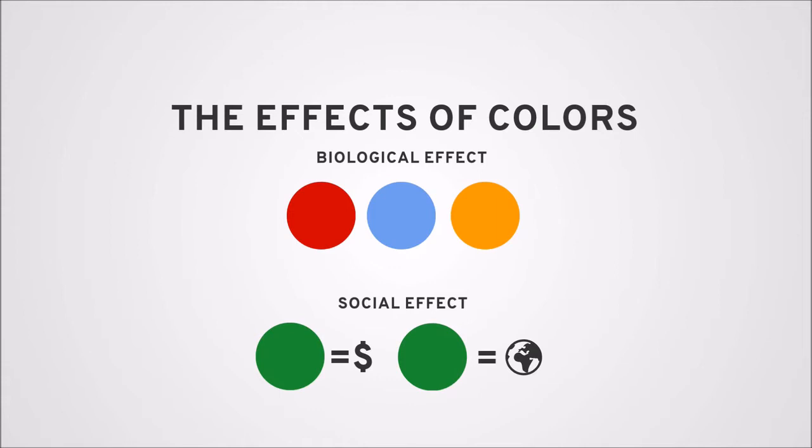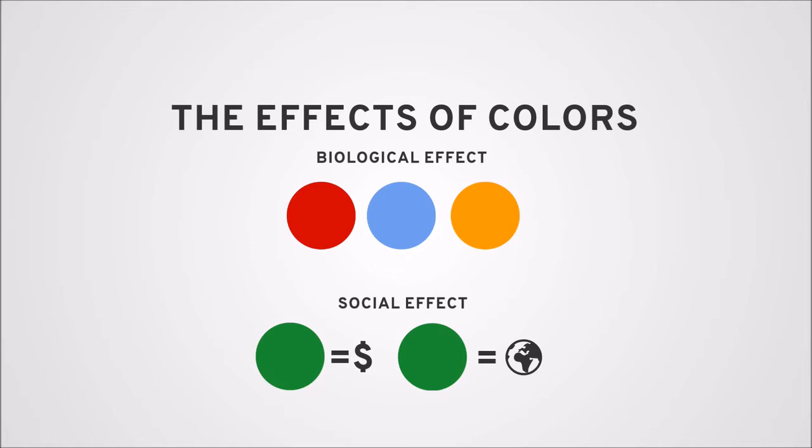But there are also the social effects which we learn, and they are not as deep-rooted inside us as the biological effects. For example, the color green is used for everything biological, ecological, environmentally friendly products, and it is also the color of money. But this one is only for the US. So with the social effect, you have to consider who your target group is, in which society they are living, and use the social effects accordingly.